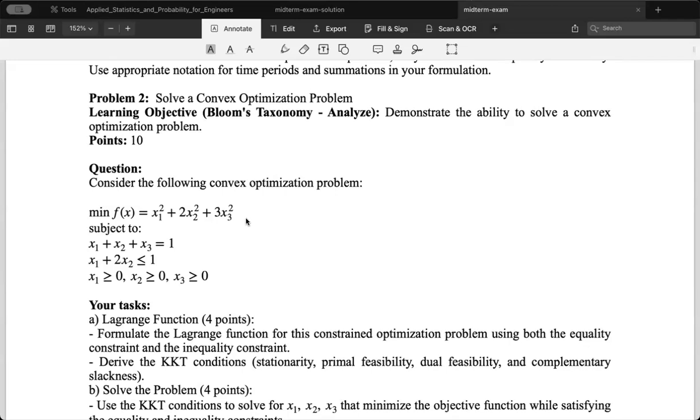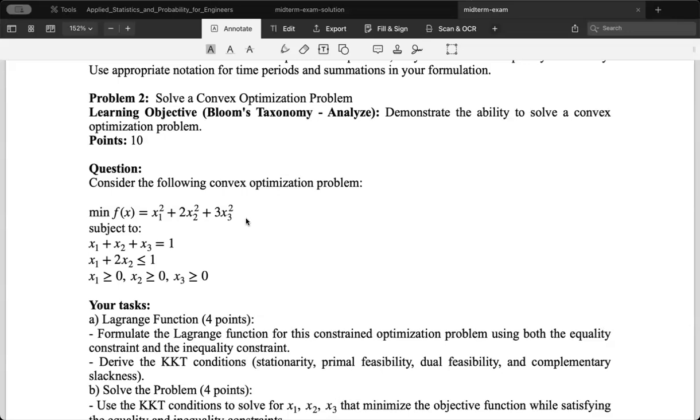The previous one, it's create. So the problem is you must be able to analyze this kind of problem. The question is, consider the following convex optimization problem. Yes, it is convex. Minimize this objective function, x1 square plus 2x2 square plus 3x3 square. And subject to x1 plus x2 plus x3 equal 1, x1 plus 2x2 less than or equal 1.